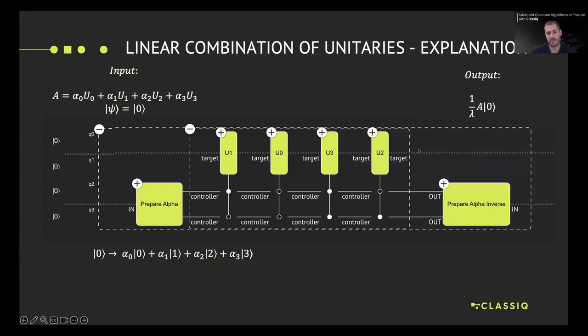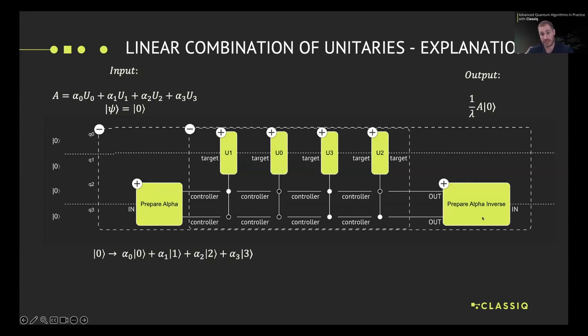Now, the last part will be to prepare alpha inverse. And this is a key part in the algorithm. Something that should pop into your mind is that we have this method of prepare and prepare inverse. So for this, we will use the within-apply of Classiq. This is a common construct, or a common way of doing things in quantum algorithms. We prepare some state, we apply some other operations, some functions, some unitary evolution, and then we do the inverse operation.